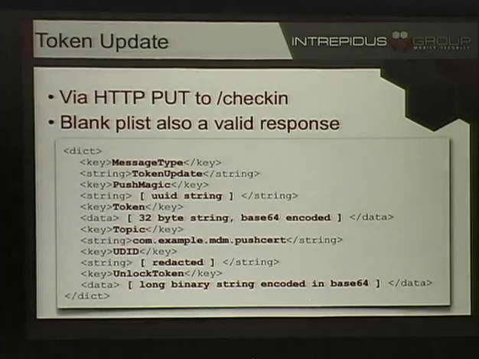Once the device receives the OK, it then connects back to that same port and sends, again, to check-in, another message. This time its message type is TokenUpdate. Push magic is that UUID string that gets included in the MDM push message coming back. The token is the device token the device got from Apple when connecting to the push notification server. The topic, again, comes off the cert. It's what was provided in the profile. UDID is the device ID. And then unlock token is this long base64 encoded string. That's actually the key bag that you use to unlock the device when you need to remotely unlock it. So once all those things happen, the device is enrolled.